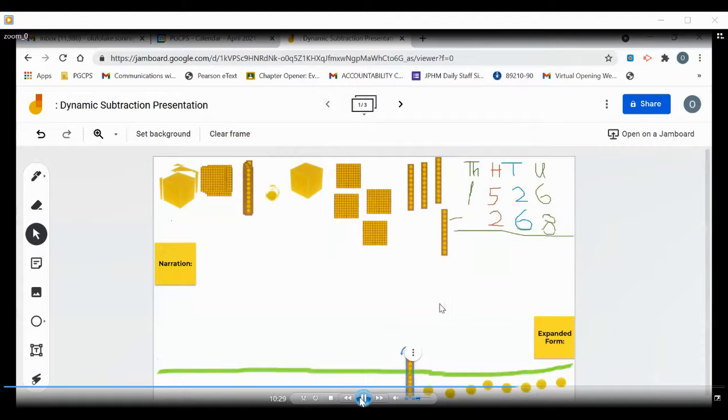110, 2 tens, 3 tens, 4 tens, 5 tens. Now I have 5 tens left.